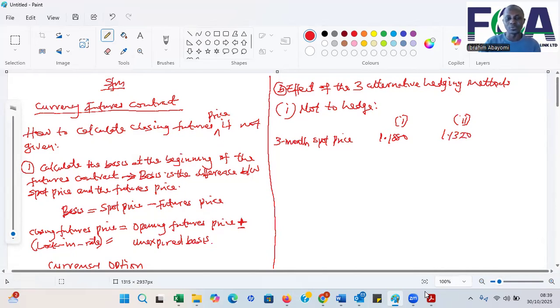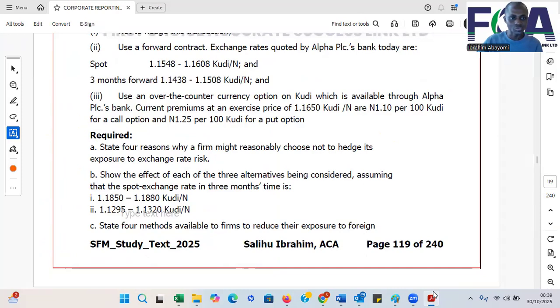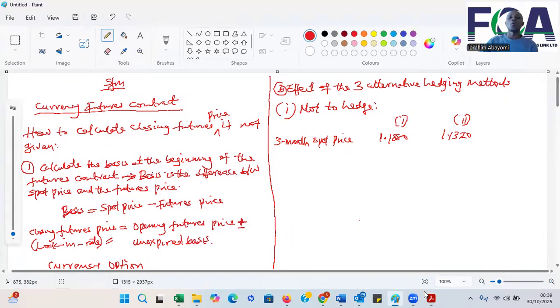1.132. Am I correct? Let me go and check that. Is that correct? 1.132, 1.1. Okay, yeah. And what is that? Don't forget, this is Kudi. Please take note, this is Kudi.